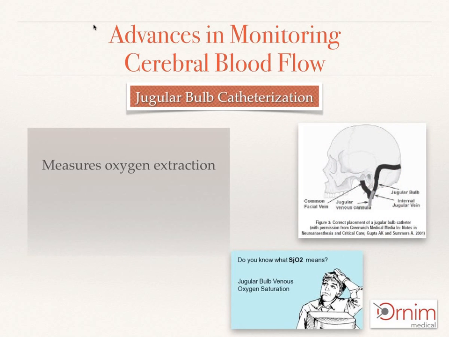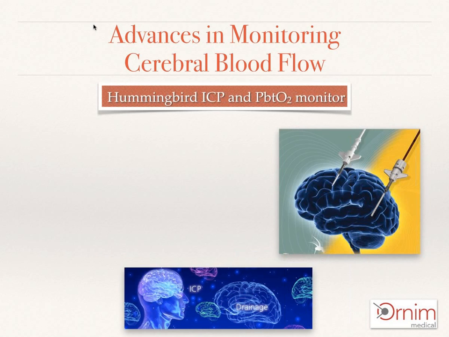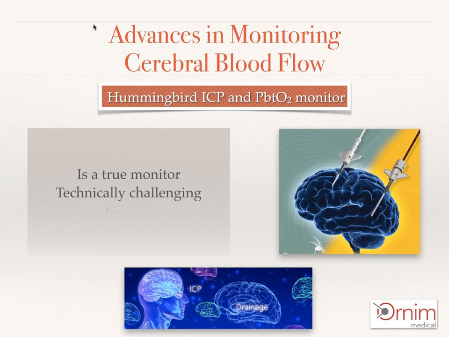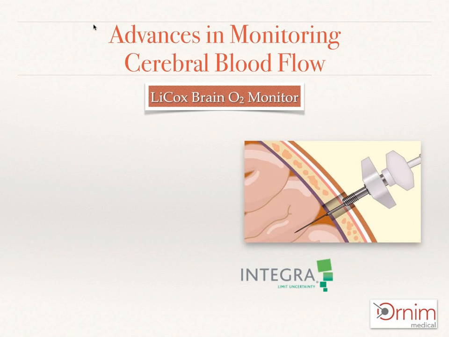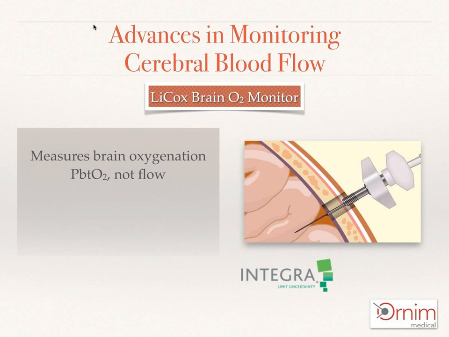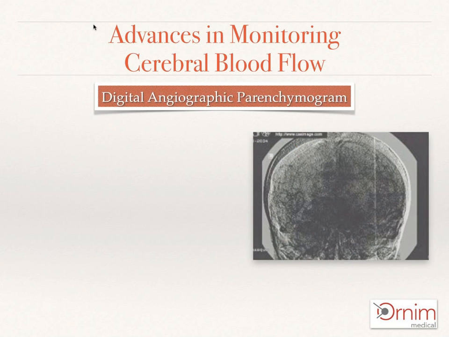Jugular bulb catheterization measures oxygen extraction. It is a true monitor. It is technically challenging, and it is invasive. And at the end of the day, it is not really a flow monitor as much as an oxygenation monitor. With the Hummingbird ICP and brain tissue oxygen monitor, we can measure brain oxygen. It's technically challenging. It is invasive, as is the Licox brain oxygen monitor as well. Both of these, by the way, do measure brain tissue oxygenation, not flow. So even though they're true monitors, they're technically challenging and invasive. They may not necessarily give us what we're looking for.